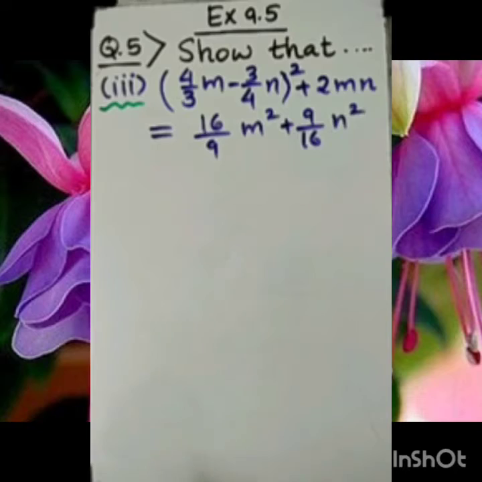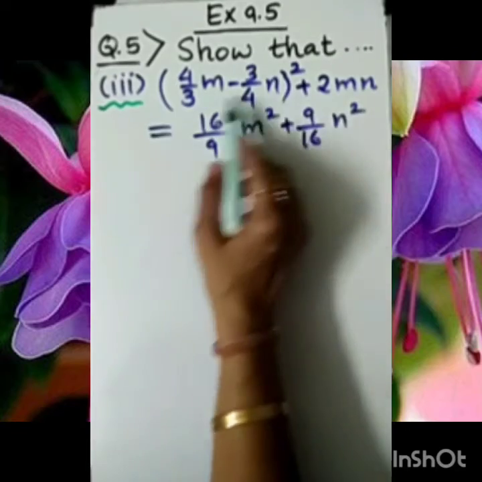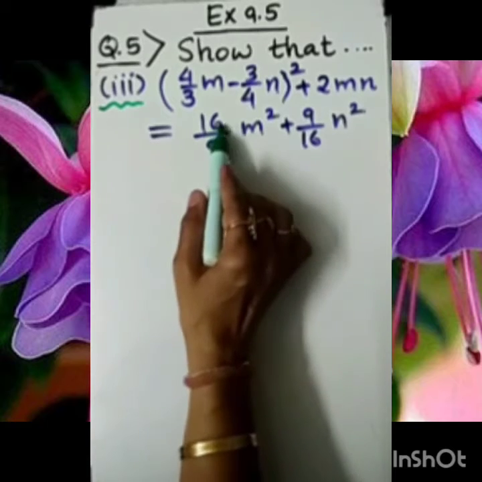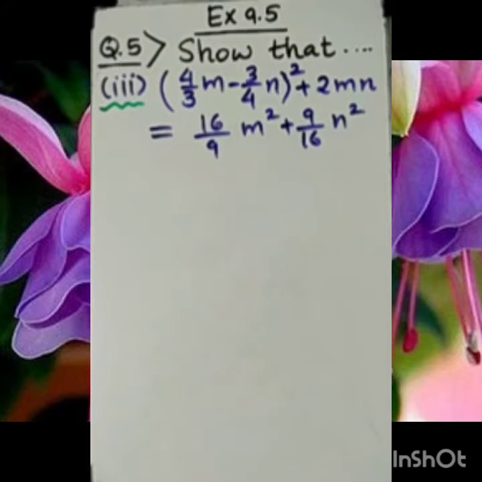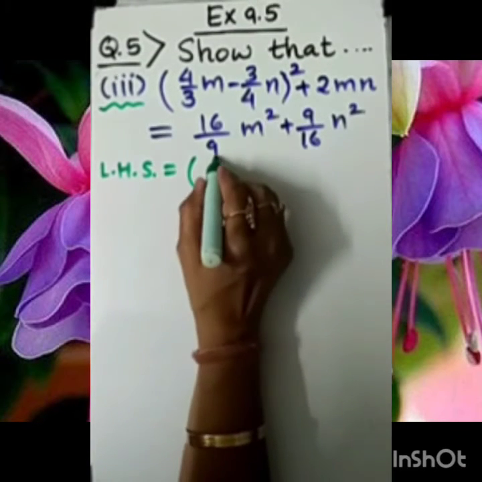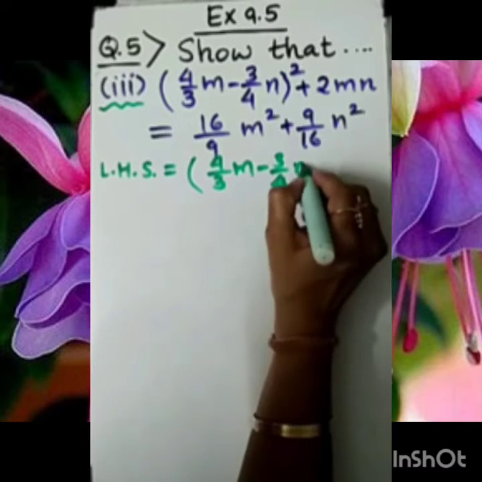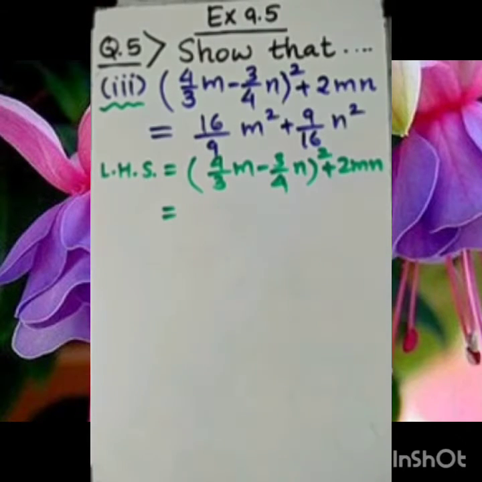So how to solve? The question is (4/3 m minus 3/4 n) whole square plus 2mn, which is equal to 16/9 m square plus 9/16 n square. This we need to prove, which is very simple and very easy. So first of all, let me note down what we are given in the LHS. The LHS says (4/3 m minus 3/4 n) whole square plus 2mn. Whatever we are given in the LHS portion, I have written it as it is.